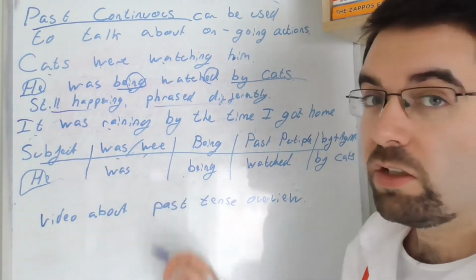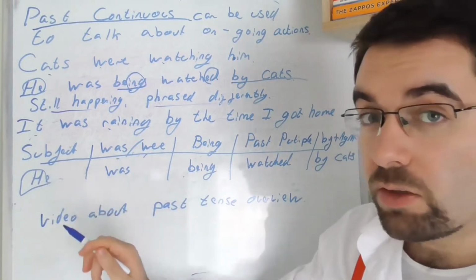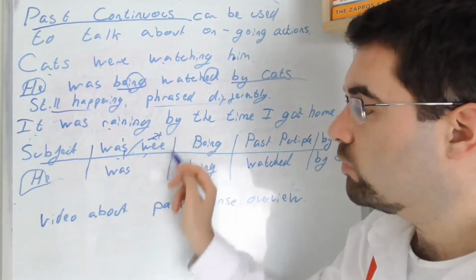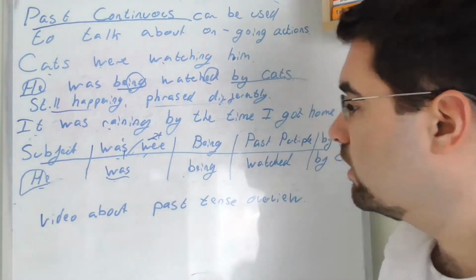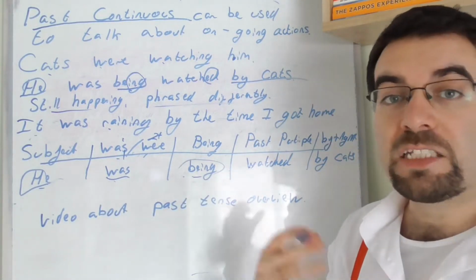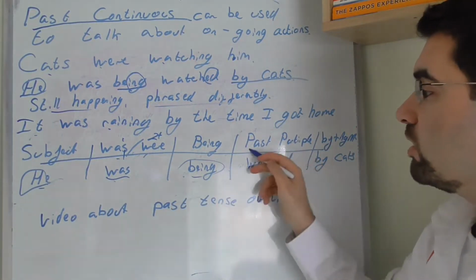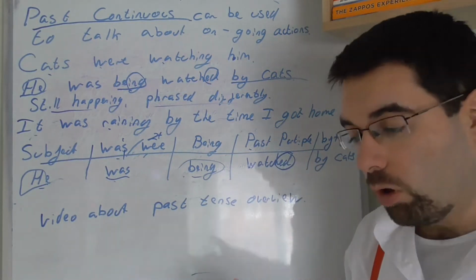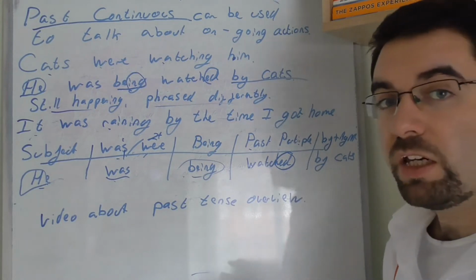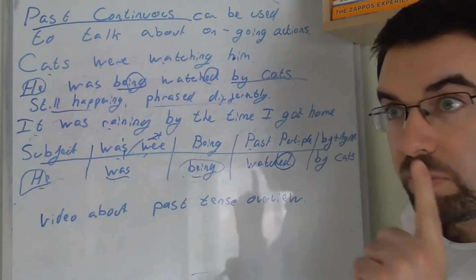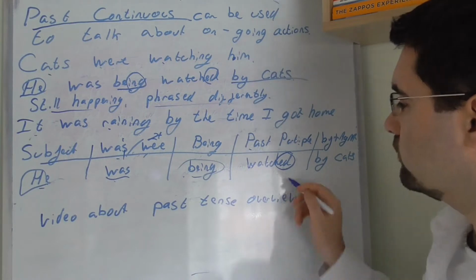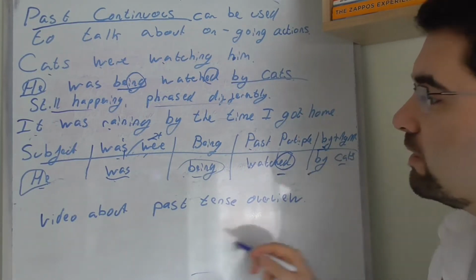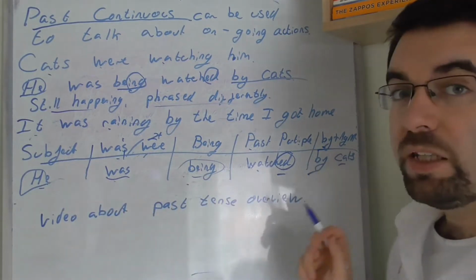Was or were, depending on the plural of the subject. If it's single, it's was. Plural, two plus, is were. So, he was, being, actively doing something, being watched, the past participle, the past tense conjugation of the verb. So watch turns into watched. Not watching, not watchers, watched. He was being watched. By an agent, by something or someone. By cats. He was being watched by police.